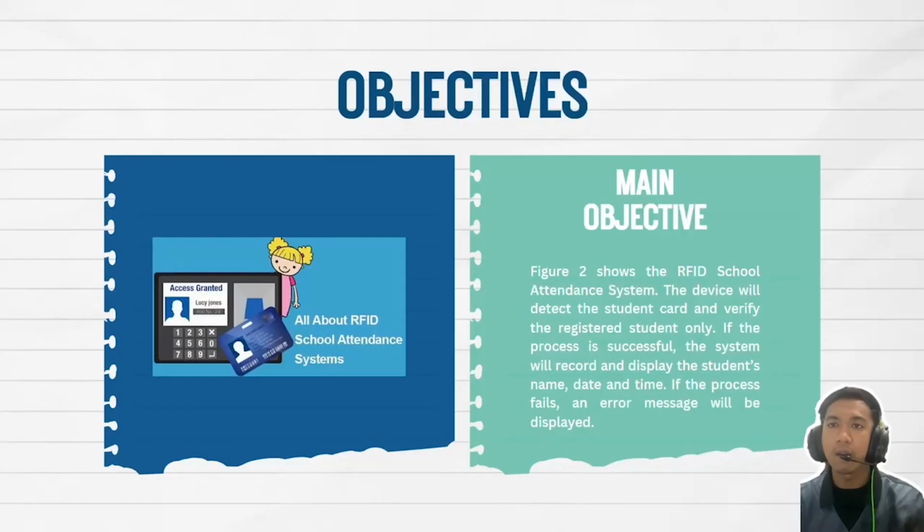Okay, now let's go for the objective. Figure 2 shows the RFID school readiness system. The device will detect the student card and verify the registered student only. If the process is successful, the system will record and display the student's name, date and time. If the process fails, an error message will be displayed.